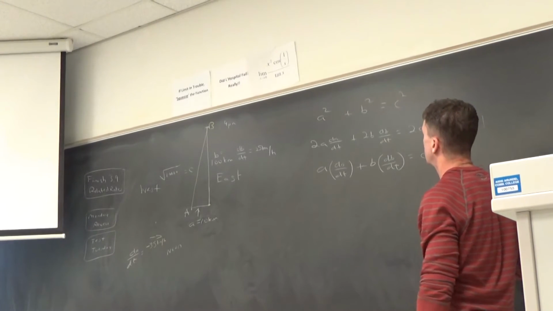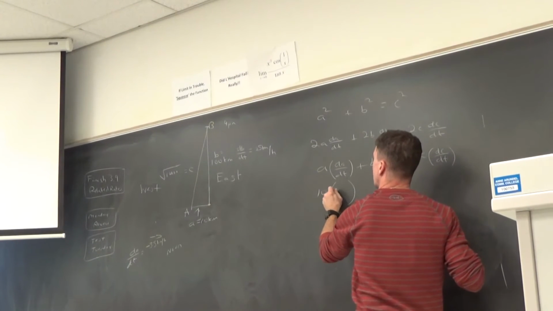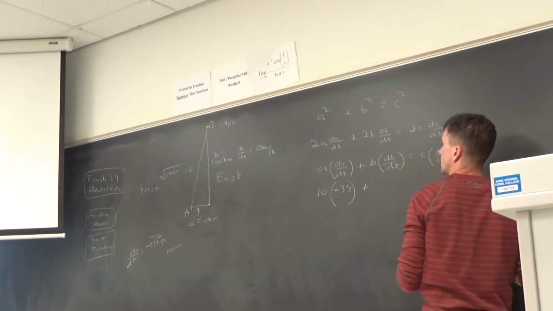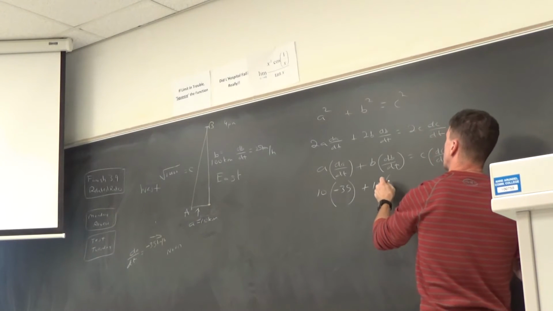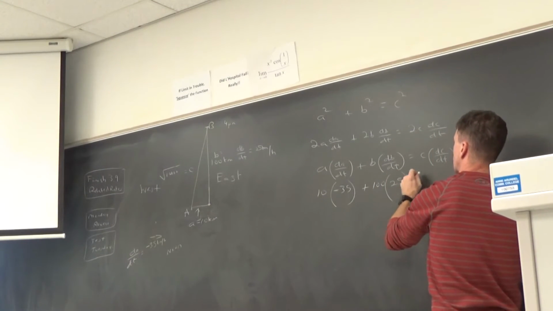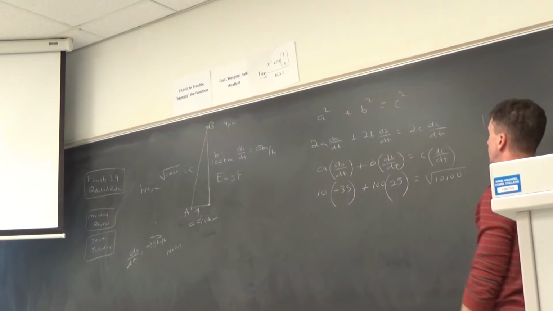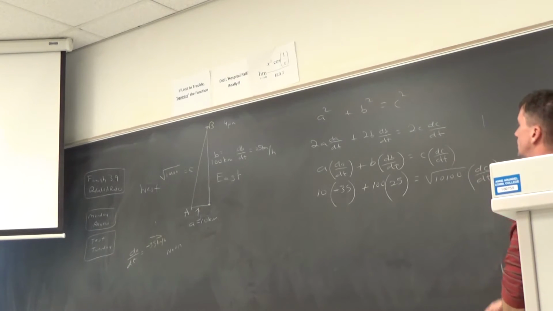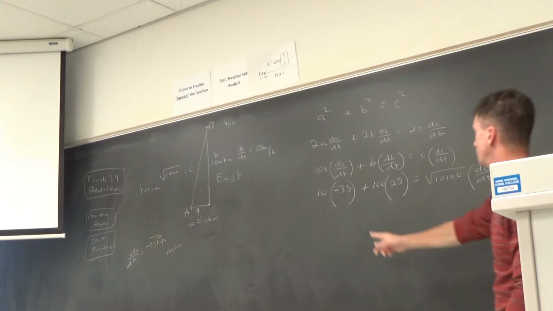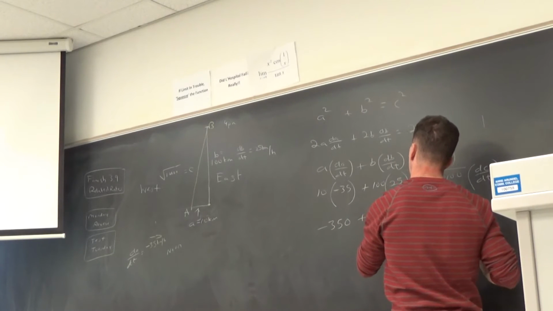All right. You're 10. You're negative 35 kilometers per hour. You're 100. You're 25 kilometers per hour. You're the square root of 10,100. And you're x. So what is negative 350 plus 2,500?